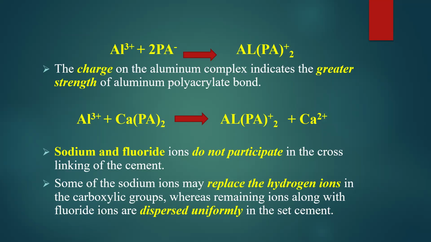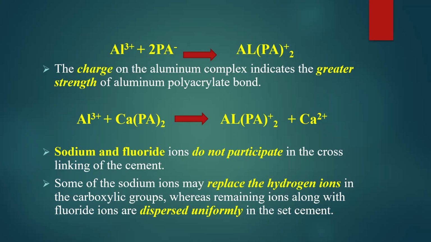Here you can see the positive charge on the aluminum polyacrylate complex because of the greater strength of the aluminum polyacrylate bond. And this aluminum will displace even calcium from the calcium polyacrylate salt and eventually result in formation of aluminum polyacrylate salt. So the final set is because of the formation of aluminum polyacrylate salt along with calcium ions which will be released.